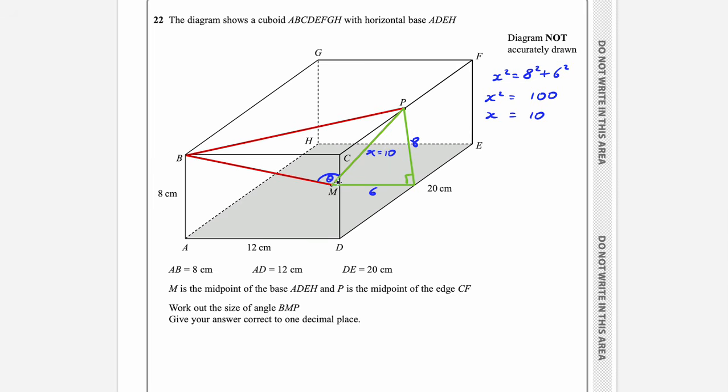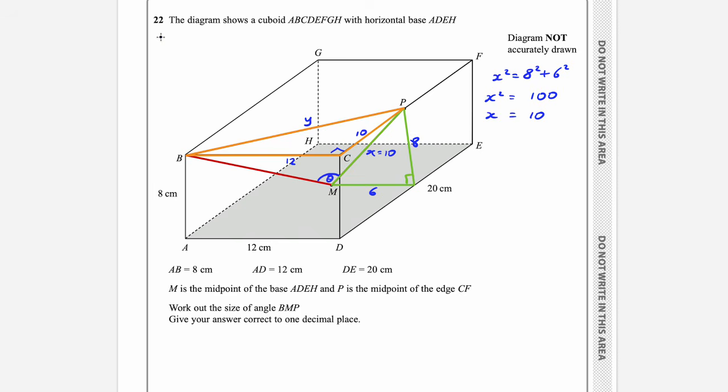Now let's do the top one. I think that'll be the next easiest one to do. Let's make it orange. This length I know is 12 because it's the same as this here. This length there is 10 because it is half of 20, and this is going to be a right angle there. So to get this length, let's call it y.